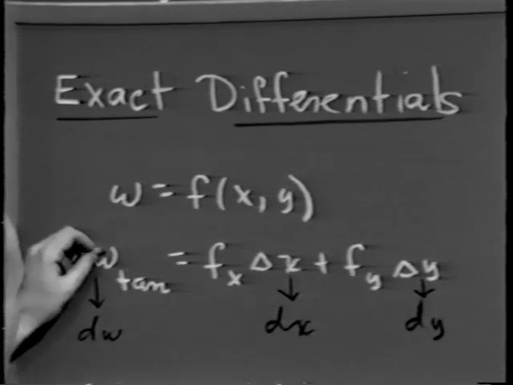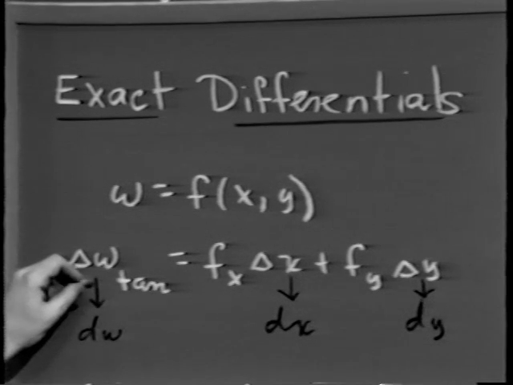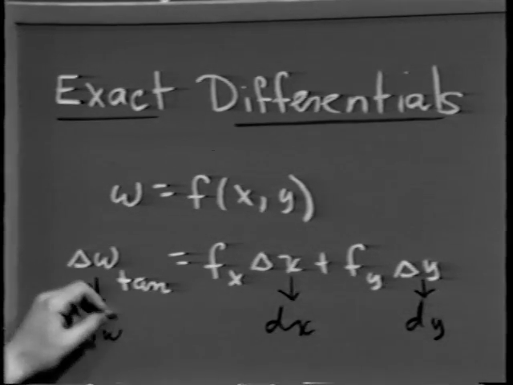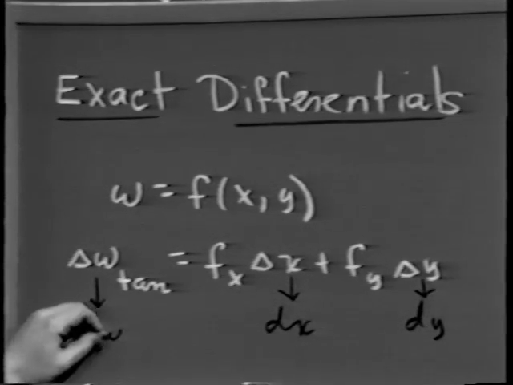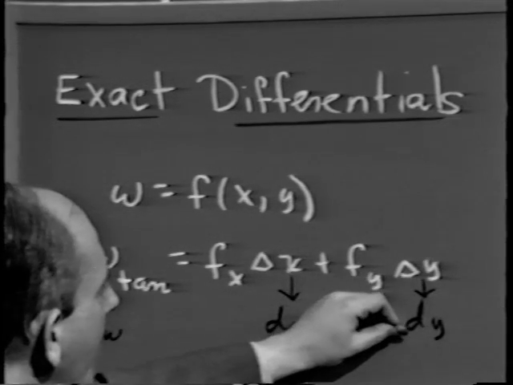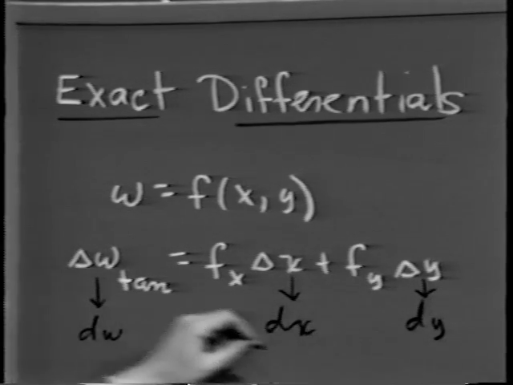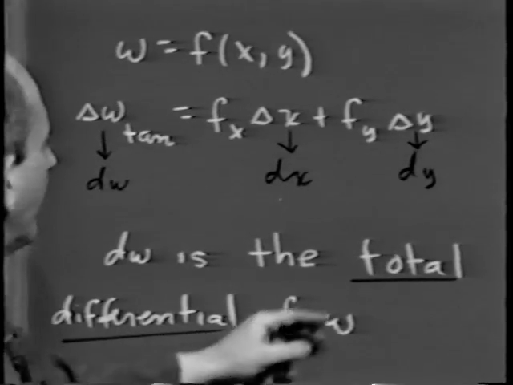And what we do is the same thing that we did, as I say, in calculus of a single variable. We introduce a new language. We write delta w tan now as dw. We write delta x as dx, delta y as dy. And what we say is that dw is the total differential of w.